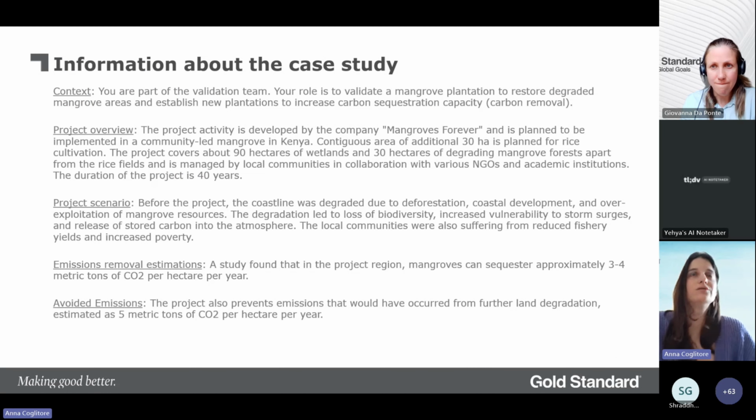Giovanna, I'll give the word to you to tell us a little bit more about the case study while I'll be preparing the breakout rooms. Okay, thank you very much, Anna.